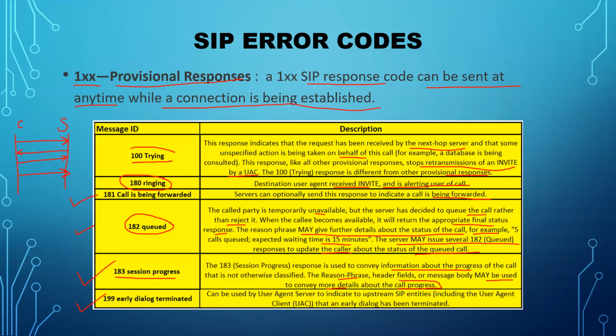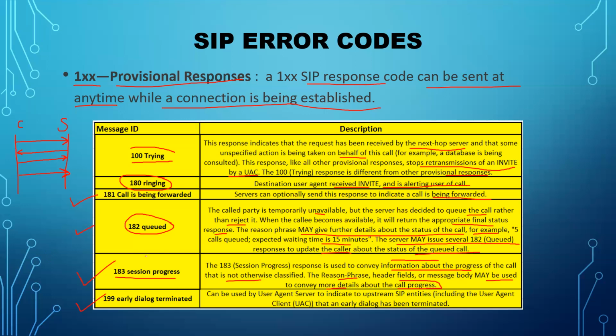So maybe the thing is not clear to you just by reading these lines. It's just lines. Maybe you are not convinced by them. What is this 183 Session Progress? So let me tell you. It is used to convey information about the progress of the call that is not otherwise classified. So if you're getting 180 Ringing, that means there is a call and it is ringing and you are getting a ring back.